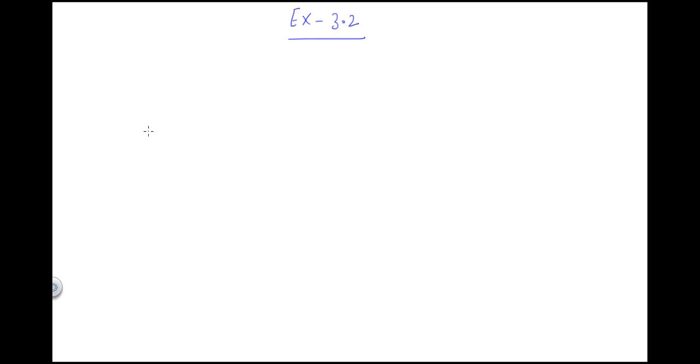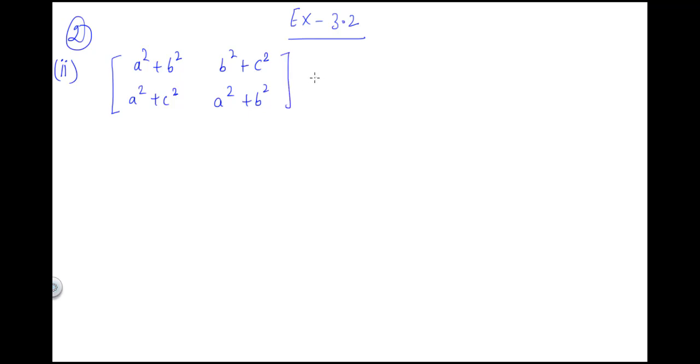Question number 2 has 4 parts in it. So I'm just going to discuss 2 of the parts. So let us discuss second part first. Okay, it is question number 2. The matrix given are A square plus B square, then B square plus C square. The next one is A square plus C square, and the next is A square plus B square. Okay, plus in the second matrix we have the elements as 2AB, 2BC, minus of 2AC, minus of 2AB.